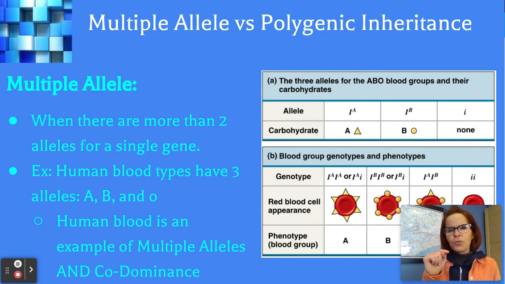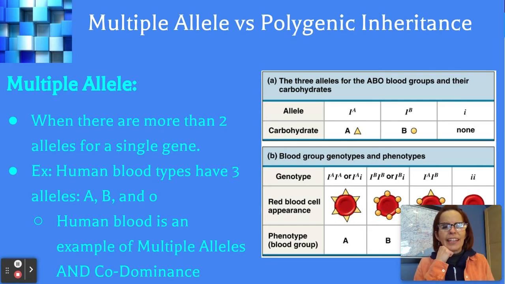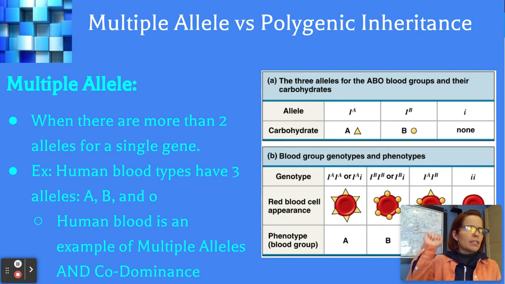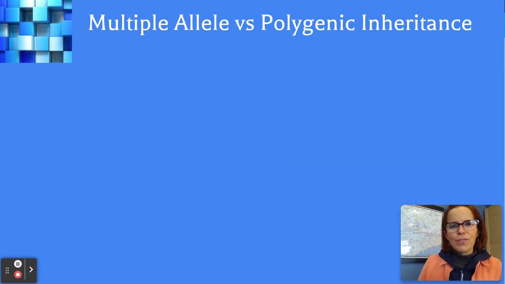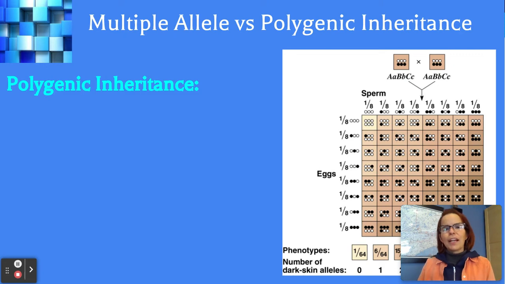Take a moment to just notice how blood types are written, because sometimes that can be a little bit confusing. I would like to just write it capital A, capital B, and lowercase o, but that's not how they do that. They write a capital I with a superscript capital A or capital B. Those are for the codominant alleles. And then for type O, it's a lowercase i, no superscript attached to it. So just something to be aware of, so if you see that, which you will, you're not confused by it.